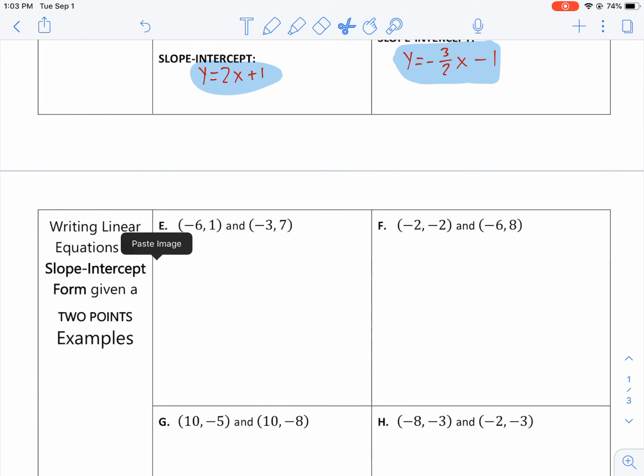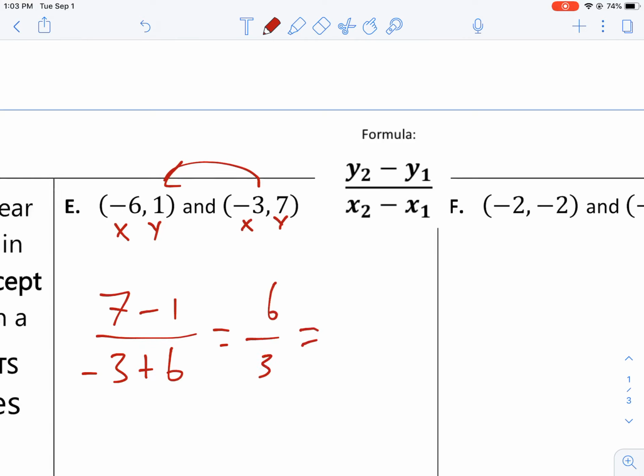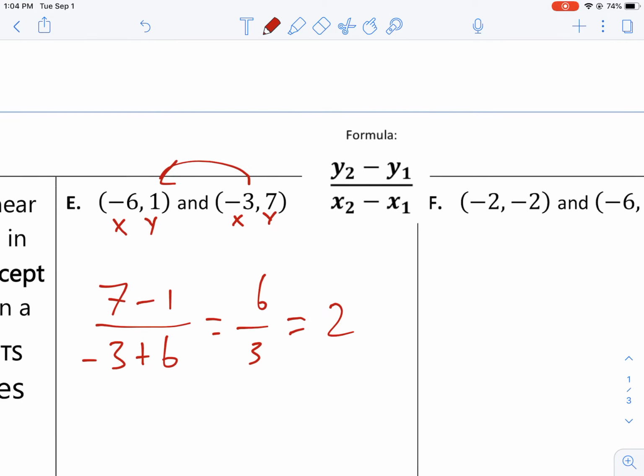So if you want to copy that and bring it down, especially while you're doing your problems, you can, but there's your slope formula right there. So these are our x values, these are our y values, all right? And so we just want to subtract, so I'm going to go from this point to that point, so I'm going to do 7 minus 1 over -3 plus 6, right? That gives me 6 over 3, which is 2. We did this yesterday in class, so that's why I'm not spending a lot of time finding the slope.